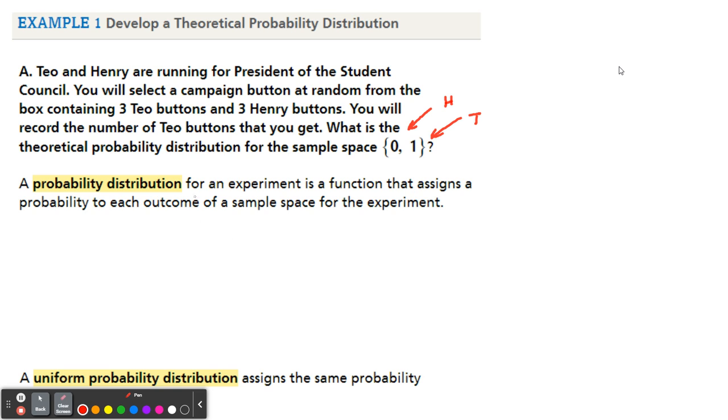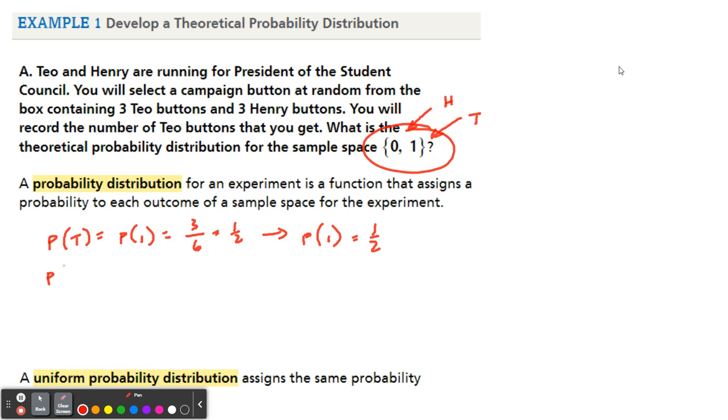So a probability distribution assigns a probability to each outcome in the sample space. So for instance, there are 2 outcomes, right? So you can either get Teo's buttons, which would be the probability of getting a 1. And if I reach in randomly, there are 3 Teo buttons out of 6 total. That's 1/2 or 0.5. So the probability of getting a 1 in this situation, because we're going to use this as our sample space, is going to be 1/2.